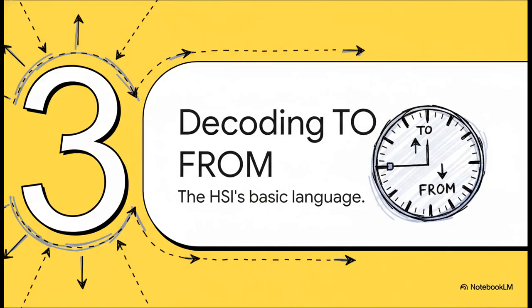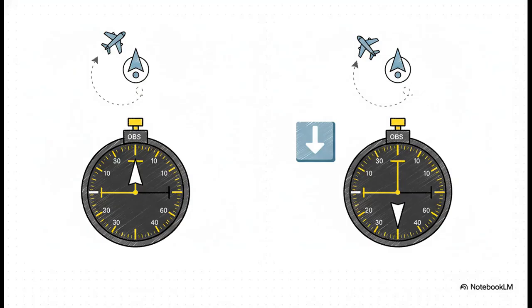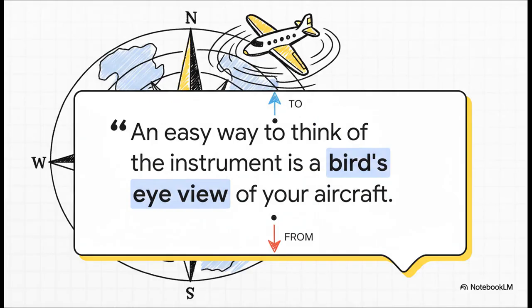So let's talk about that to/from indicator first. It's probably the most fundamental piece of information the HSI gives you. It's like learning the first 2 words of a new language. And honestly, it's dead simple. See that little white triangle? If it's pointing the same way as your course pointer, the OBS, you're going to the station. If it's pointing in the opposite direction, well, you're going from the station. That's it. To or from. And see, this goes right back to that bird's eye view we talked about. The to/from indicator is basically drawing a line through the navigation station and telling you, hey, from up here, you're on this side of the line.